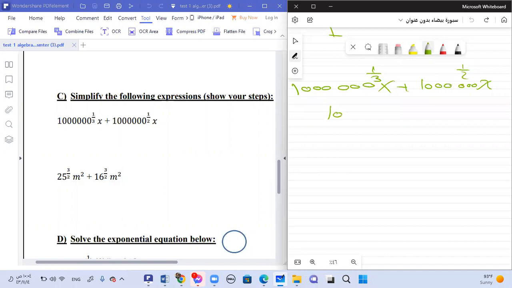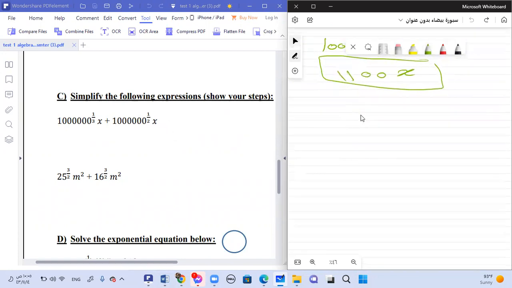1,000 and another one, times x and x. Do not forget the x. So 1,100 x is the final answer. Because if we have x in here, we should write x. If we have a power of 2, write the power of 2. Okay. Another exercise you can solve by using the calculator.